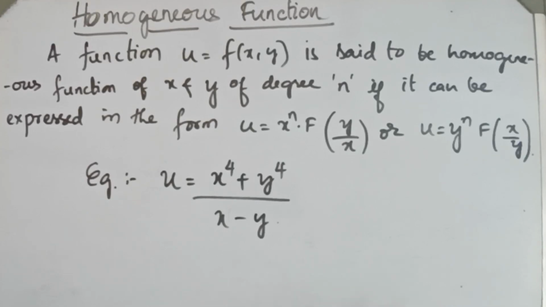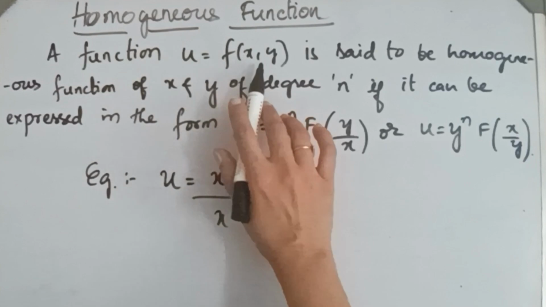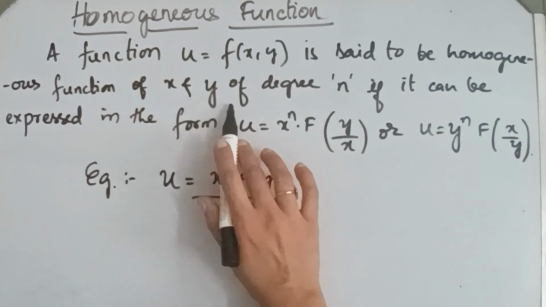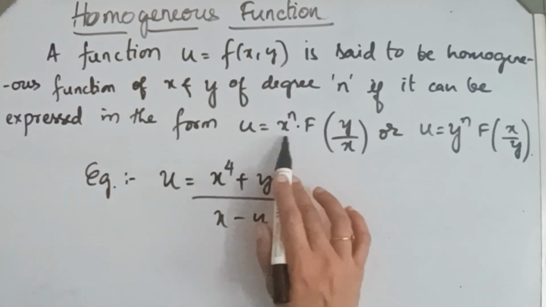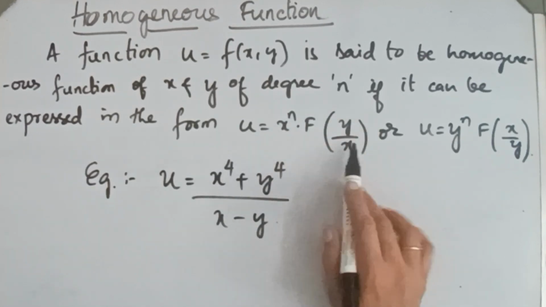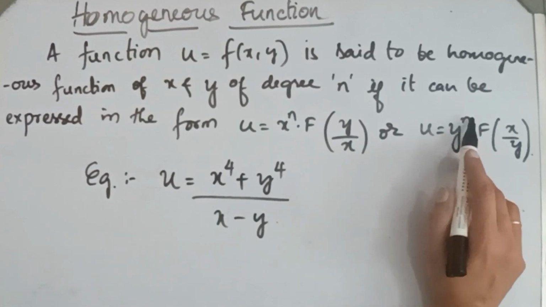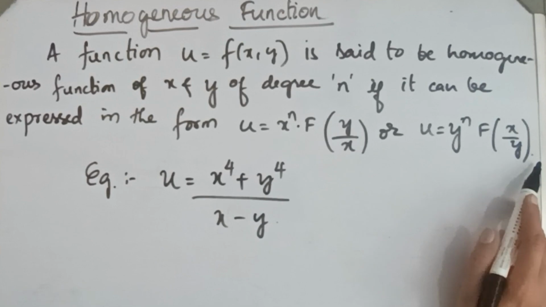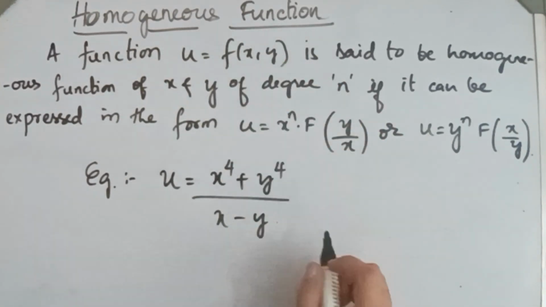In this video, I'll explain what is homogeneous function. A function u equal to f of x comma y is said to be homogeneous function of x and y of degree n if it can be expressed in the form u equal to x power n into f of y by x, a new function in terms of y by x, or u equal to y power n into f of x by y. Here you will get a function in terms of x by y. Then we call such a function as homogeneous function.